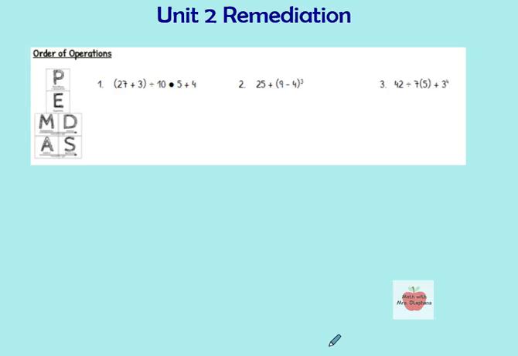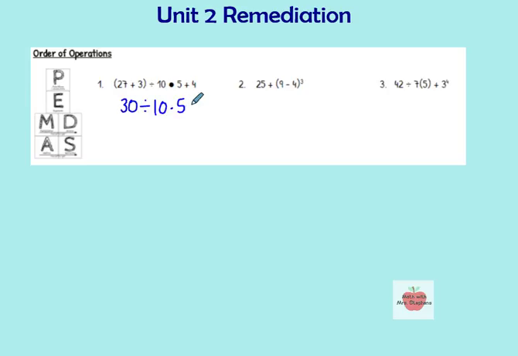In today's video, we are going through the answers to the Unit 2 remediation sheet. Numbers 1 through 3 are on the order of operations. On number 1, we have parentheses with the expression 27 plus 3. That equals 30.